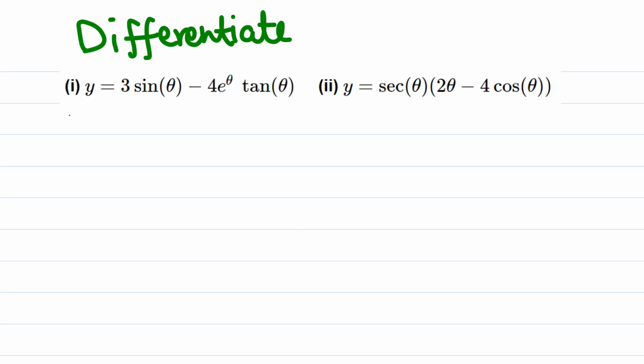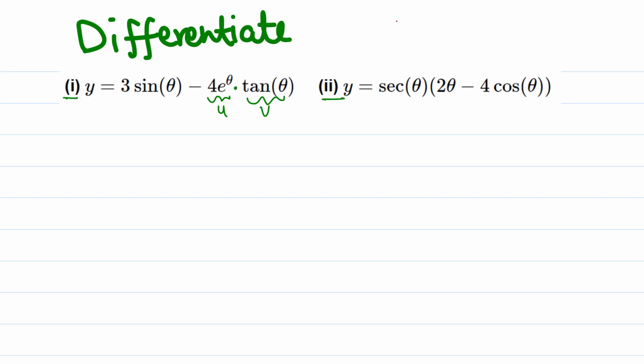Differentiate. We got two questions, 1 and 2. So let's do part 1. So y is given by 3 sine theta minus 4 e^theta tangent theta. So this is in fact a product of two functions, e^theta and tangent theta. In fact, we can take 4 e^theta as one and this one as another, like u times v. So we need to use product rule here.